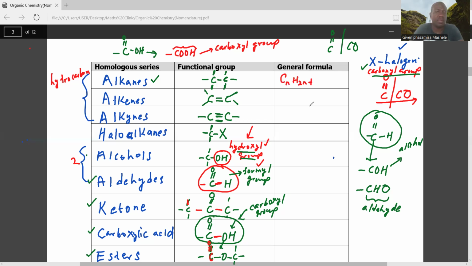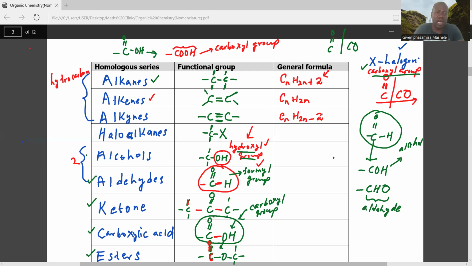CnH2n+2. And for an alkene, it means you have to remove two atoms from an alkane. So it means these two will no longer be there. So this becomes CnH2n. Same applies for an alkyne. We remove two hydrogen atoms from an alkene. It will be CnH2n-2. So you need to be able to know this.